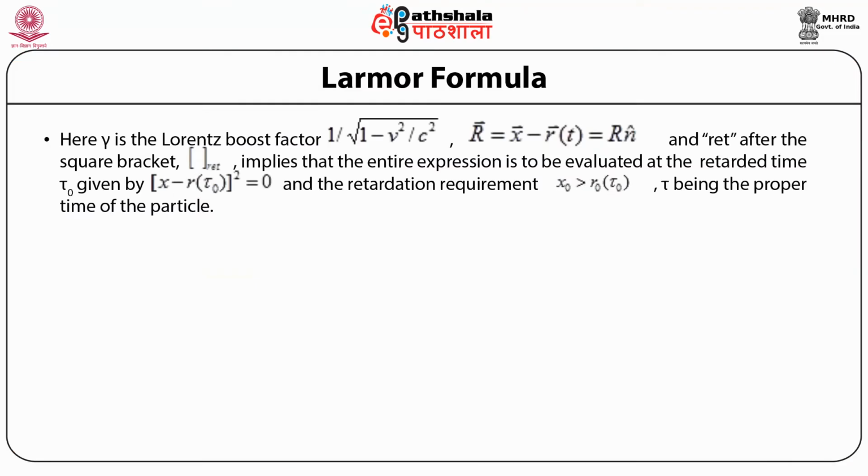Here, gamma is the Lorentz boost factor, that is 1 divided by the square root of 1 minus v square by c square, and R is equal to x minus r, equal to R times n cap. The subscript ret after the square bracket implies that the entire expression is to be evaluated at the retarded time tau naught, given by (x minus r(tau naught)) whole square equals 0, and the retardation requirement x naught greater than r naught, dependent on tau naught, with tau being the proper time of the particle.